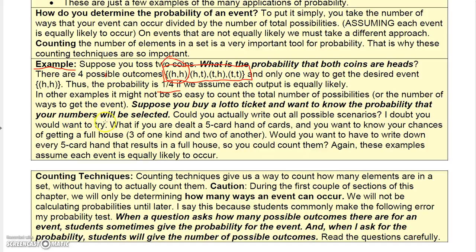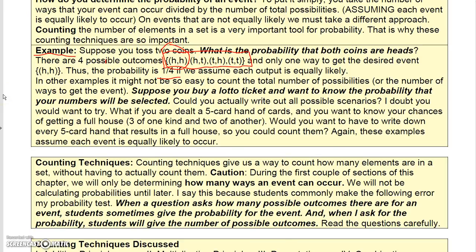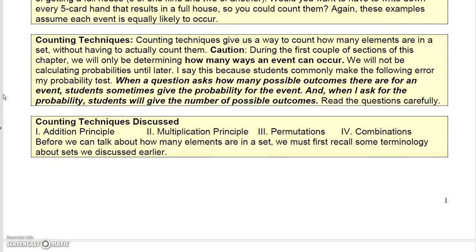Now, in other examples, it might not be so easy to count. What if you bought a lotto ticket? You want to know the probability that your numbers are selected. Could you write out all possible scenarios? I doubt you'd want to try. Or what if you're dealt a 5-card hand and you want to know your chances of getting a full house, which is 3 of one kind and 2 of another? Would you want to write down every 5-card hand that results in a full house so you can count them? Again, I doubt you would. So what we need to do is learn some techniques to count.